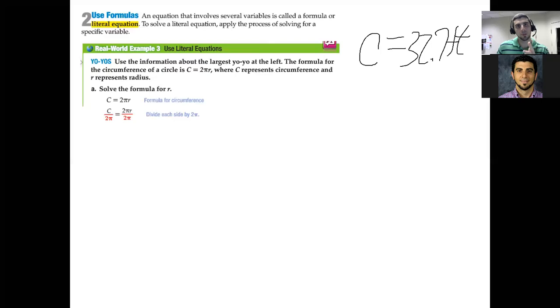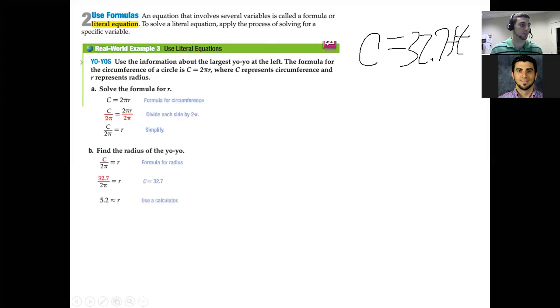Since it's 2 times pi times r, I can divide both sides by 2 pi. So divide both sides by 2 pi, and you have C over 2 pi equals r. Now to find the radius of the yo-yo, you simply plug in 32.7 for C and divide that by 2 pi, and you'll get about 5.2.